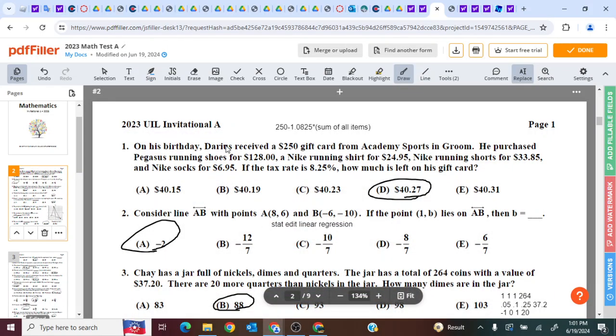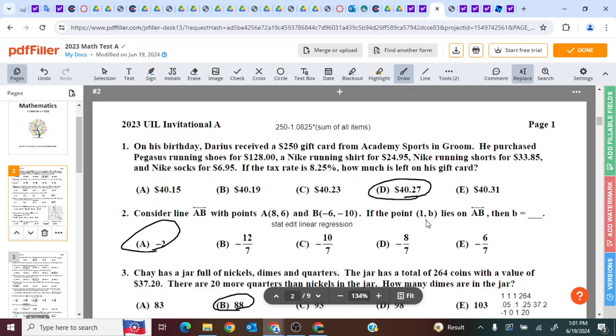Number one: on his birthday, Darius received $250, purchased running shoes, a Nike shirt, and running shorts and socks. With a tax rate of 8.25%, how much is left? Well, it's quite simple. You add up all of these values right here. Since there's a tax rate of 8.25%, you multiply it by 1.0825. Then you subtract that amount you spend from your $250 gift card to get $40.27 left.